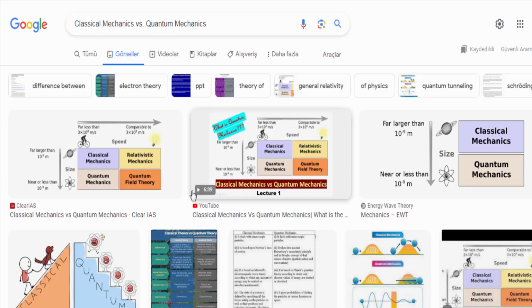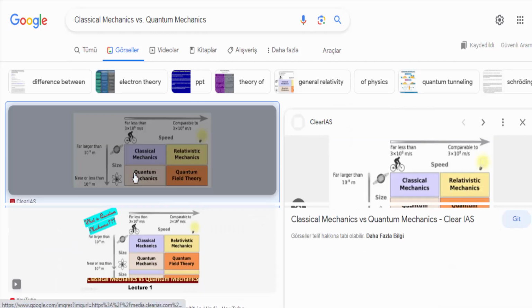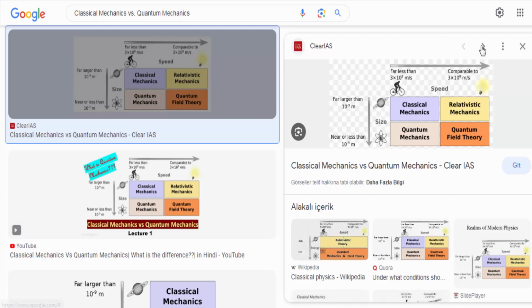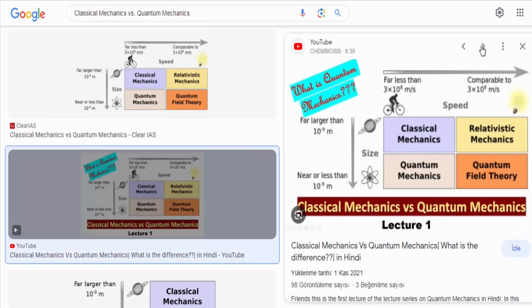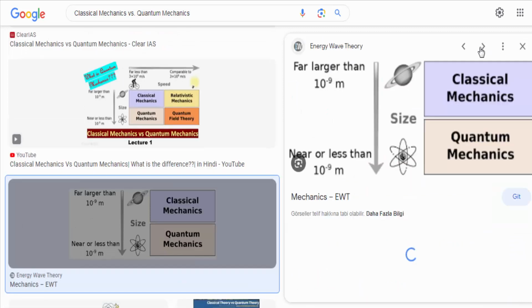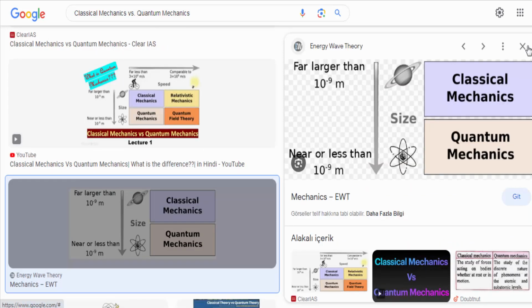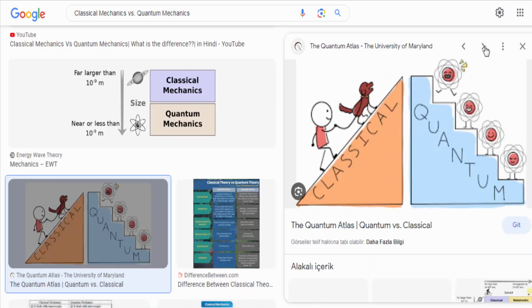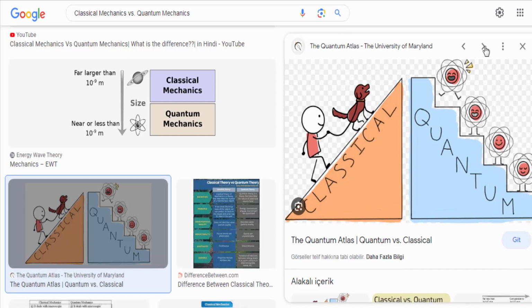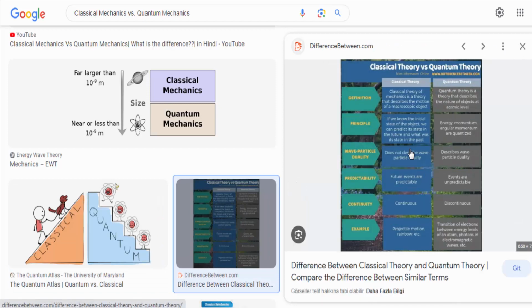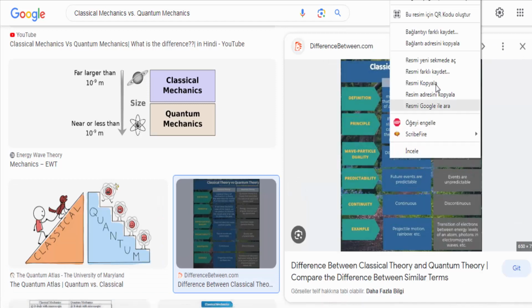Classical mechanics and quantum mechanics are two fundamental theories that describe the behavior of physical systems. While both theories are concerned with understanding the laws of nature, they operate on different scales and have distinct principles and mathematical formalisms. Classical mechanics, also known as Newtonian mechanics, was developed by Sir Isaac Newton in the 17th century and provides an accurate description of the motion of macroscopic objects such as planets, cars, and projectiles.